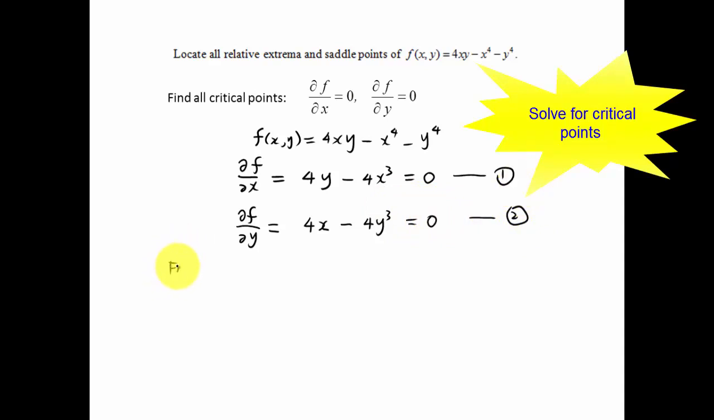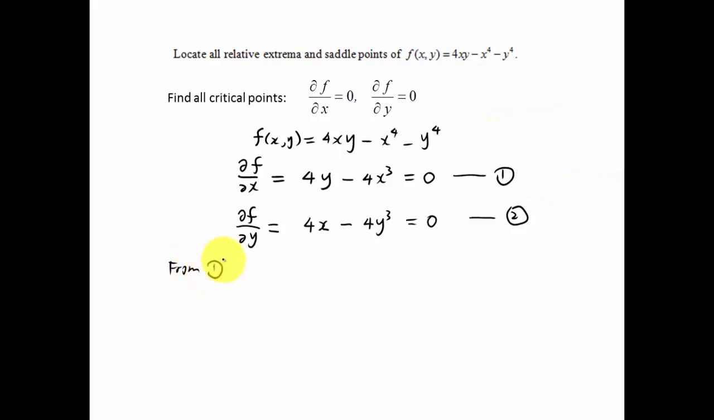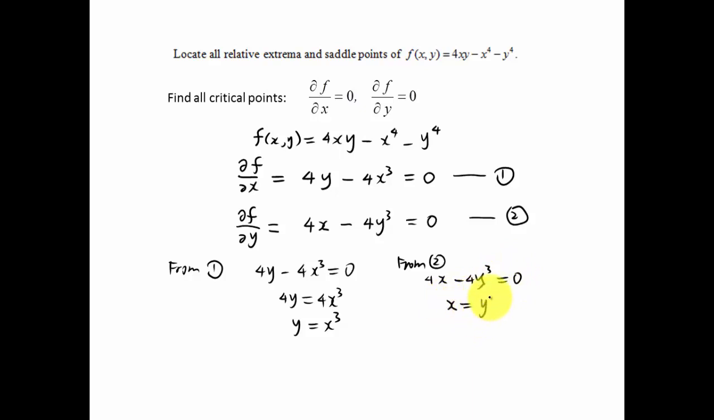From equation 1, I have 4y minus 4x cubed equals 0, or 4y equal to 4x cubed. So y equal to x cubed. From equation 2, I have 4x minus 4y cubed equal to 0. So x equal to y cubed.